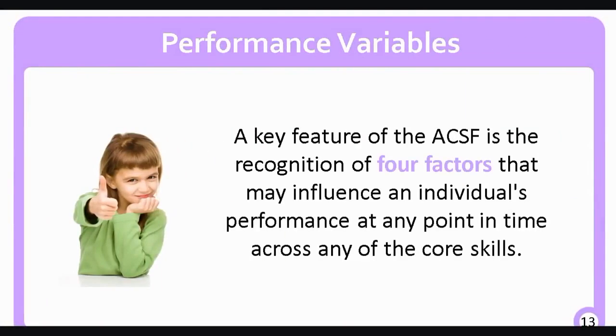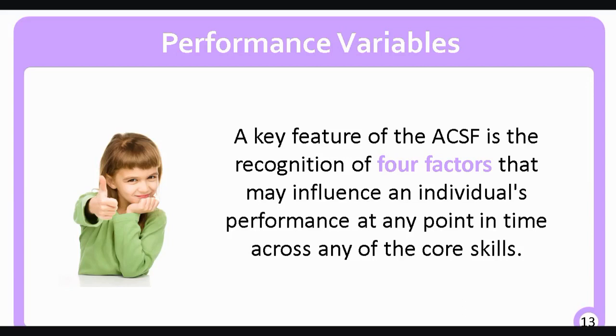So performance variables are a key feature of the ACSF, and it recognises that there are 4 factors that may influence an individual's performance at any point in time across any of the core skills. These 4 performance variables are what we use to help us measure the ACSF levels. And remember, we measure the ACSF levels for each of the 5 core skills independently. That is, reading has its own core skills, writing, oral communication, numeracy, and learning.